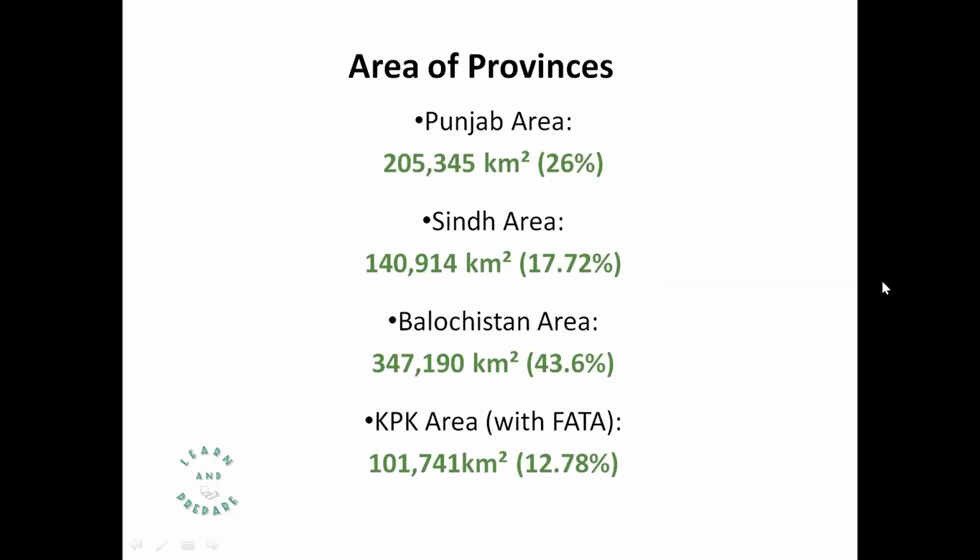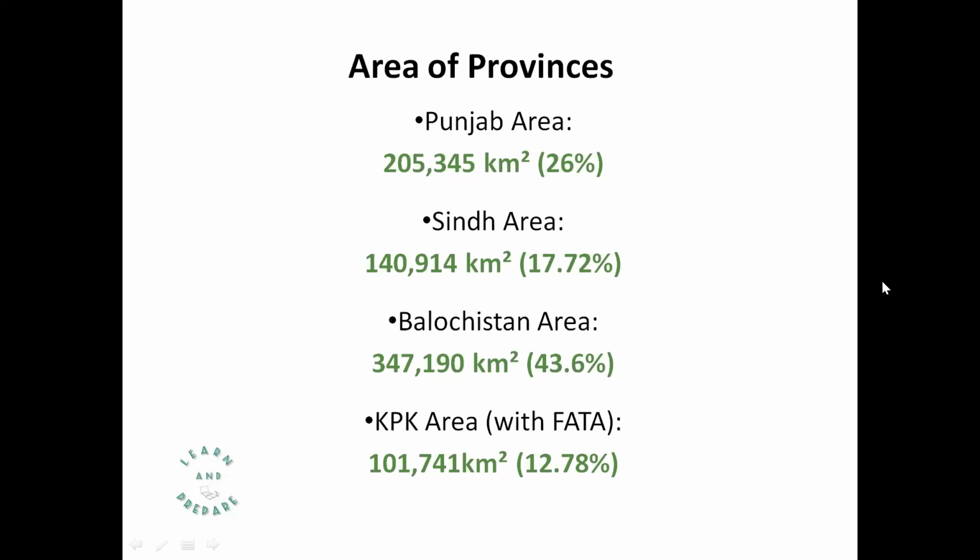Now I'll discuss the area of the provinces. The area of Punjab is 205,345 square kilometers. It covers 26% of our total area. And the area of Sindh is 140,914 square kilometers. It covers 17.72% of our total area.